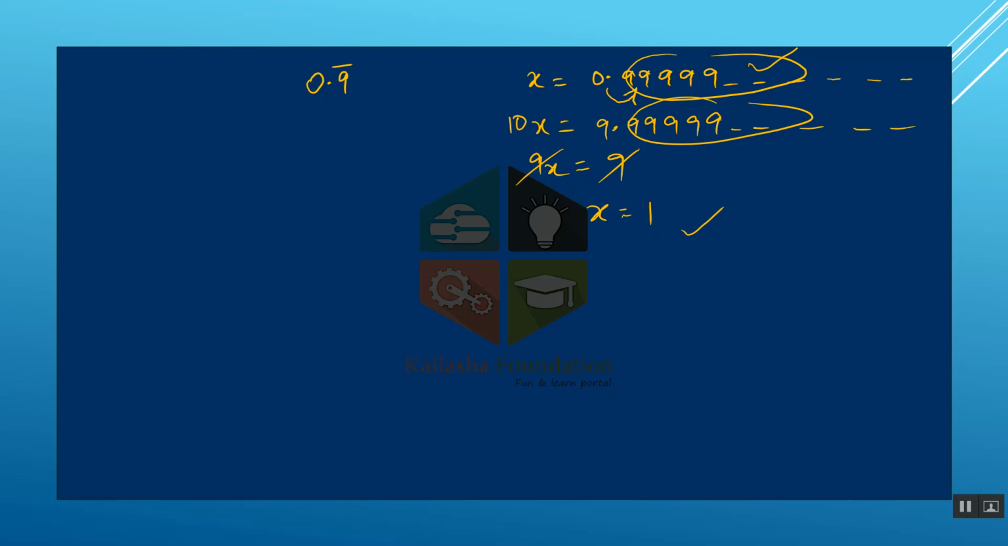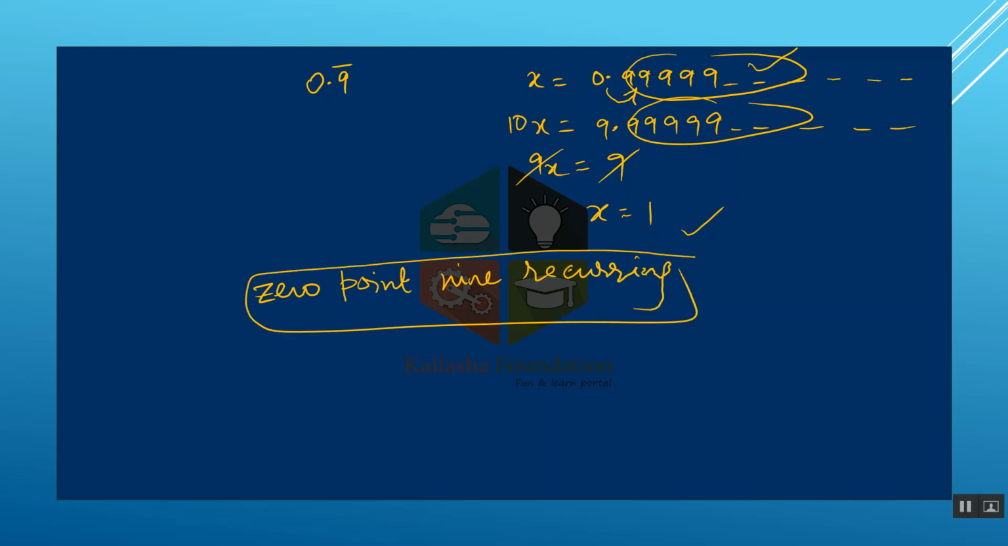If you Google 0.9 recurring, then you will get a page on Wikipedia in the search results. There are 15 or 16 explanations why 0.9 recurring is equal to 1. Okay, so this was one of those explanations of how 0.9 recurring is equal to 1.